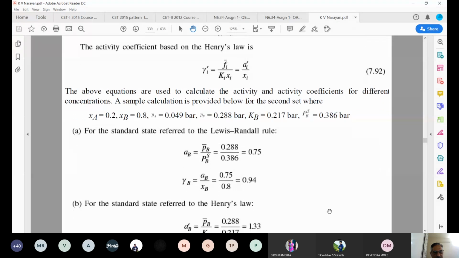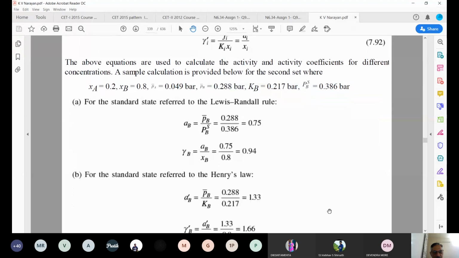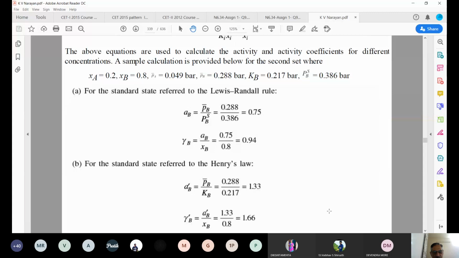ठीक है. Is it okay? Yes, sir. Okay, so if you take Henry's law, similarly, AB prime is equal to PB bar upon KB. Instead of PBS, it's KB. Again, same thing. KB यहाँ डाला 0.217, you get AB prime. And gamma B prime is equal to AB prime upon XB. You get 1.66.